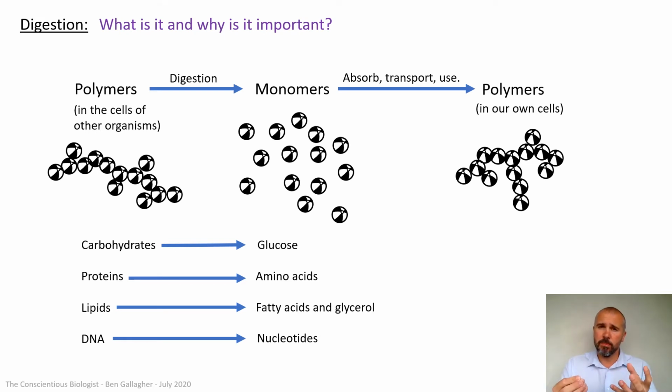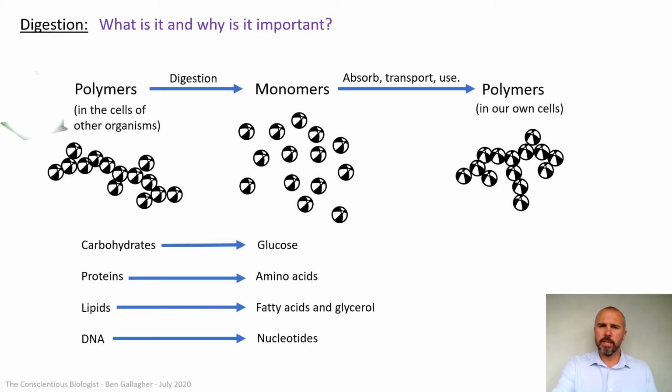So that's now the transport bit. They've got to be small enough to be transported around in the blood. Then they've still got to be small enough to diffuse into the cell that requires it, so through the membrane, so that that cell can use it as the building block to build its own stuff. So it's got to be small enough to absorb, transport and use. So that's why we do digestion.